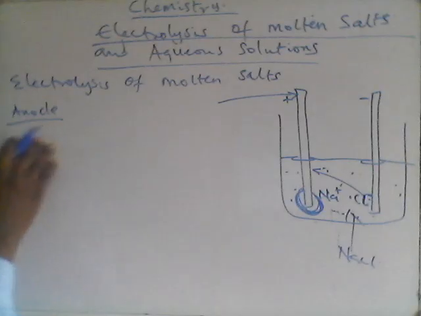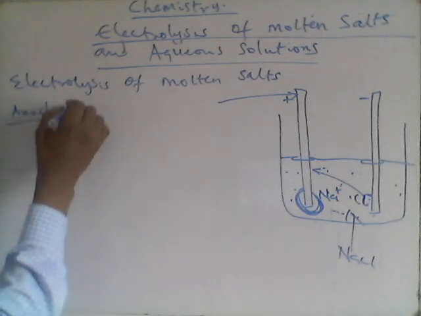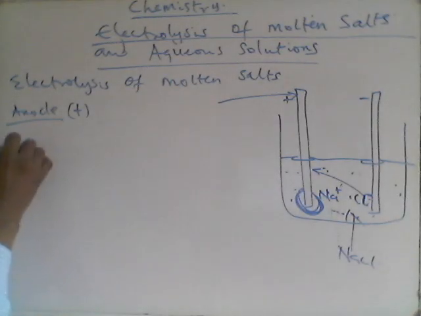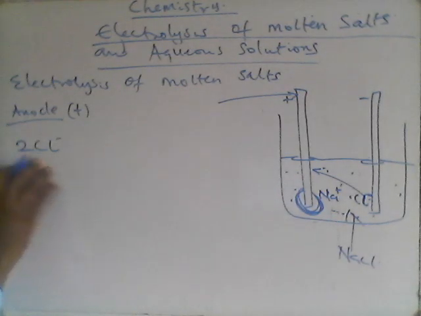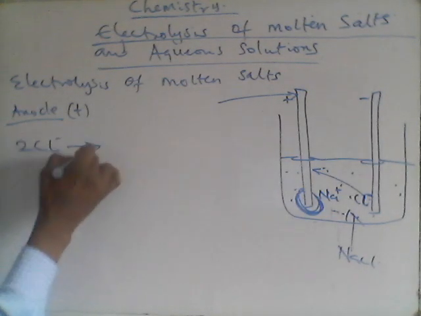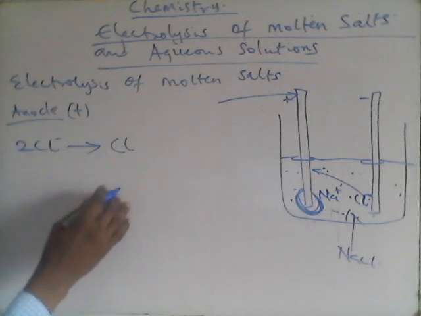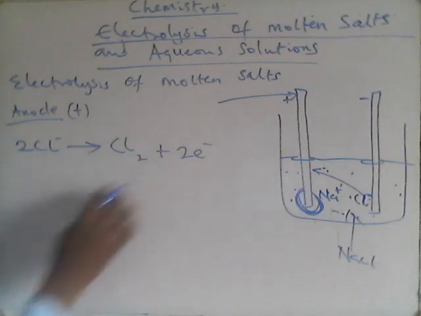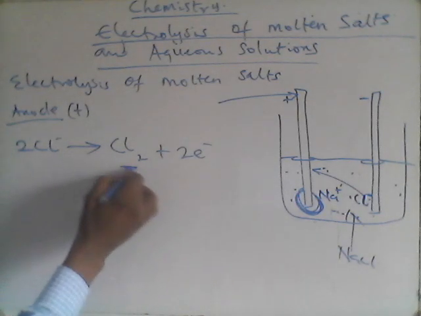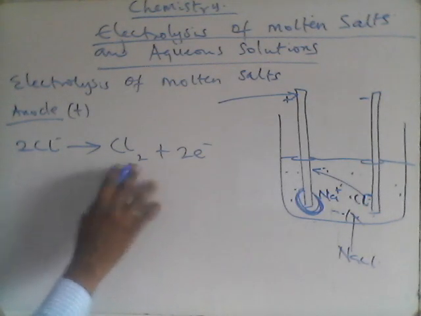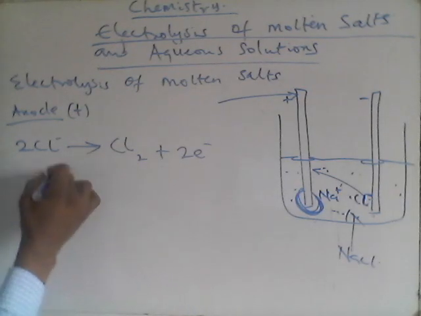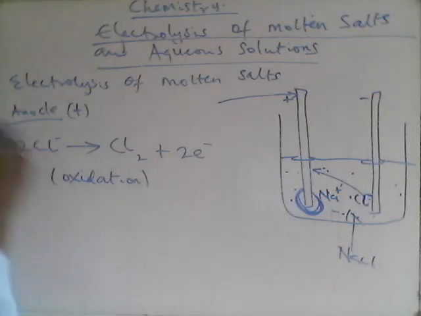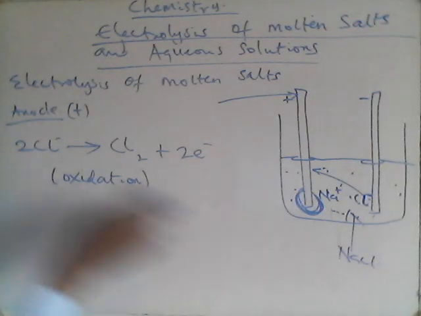Now the formula at the anode is like this. The anode is positive, right? So two of this negative ion will have to lose electrons to become this. You understand? And the process of losing electrons is oxidation. So look at this term: oxidation occurs at the anode for this electrolysis. It occurs at the anode.